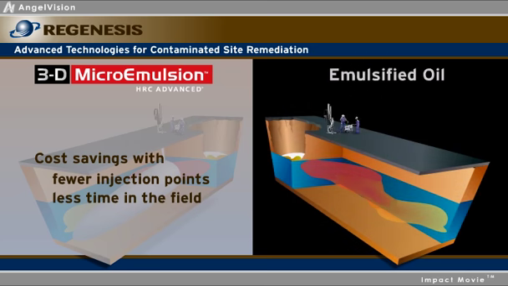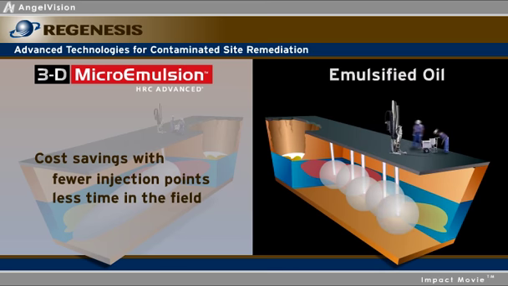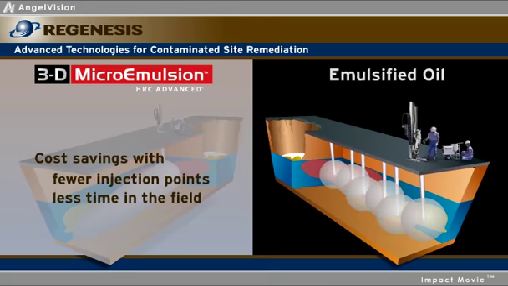In contrast, the use of emulsified oil can be more costly, as it does not move far beyond the point of injection, requiring more closely spaced injection points and more time in the field.